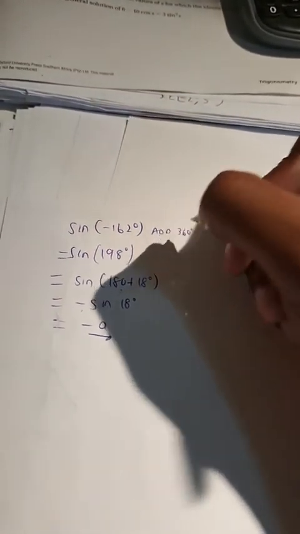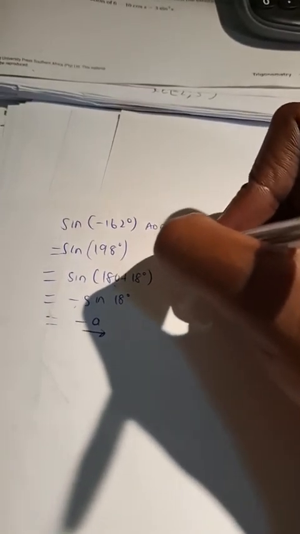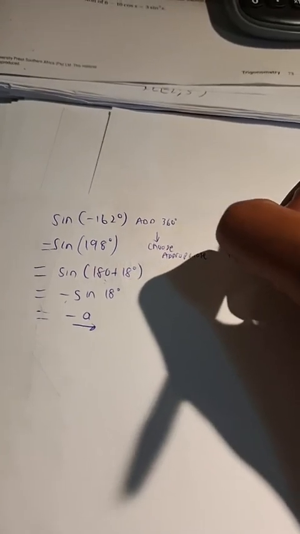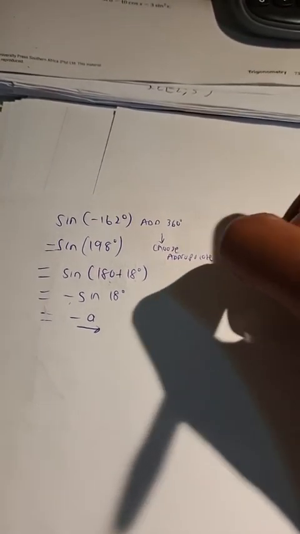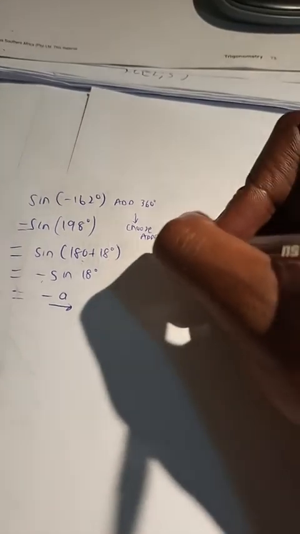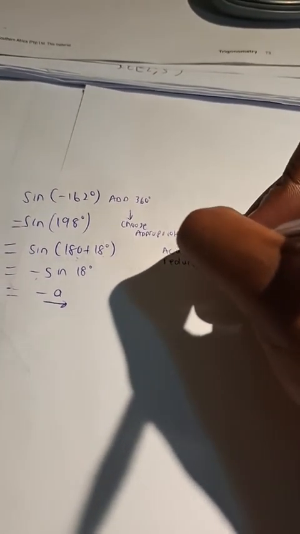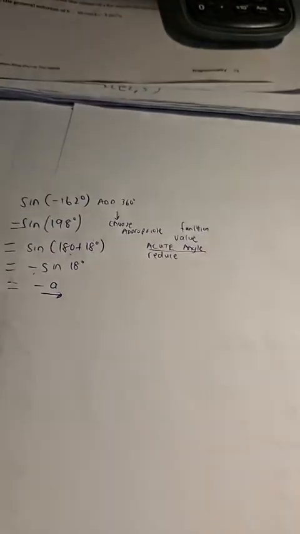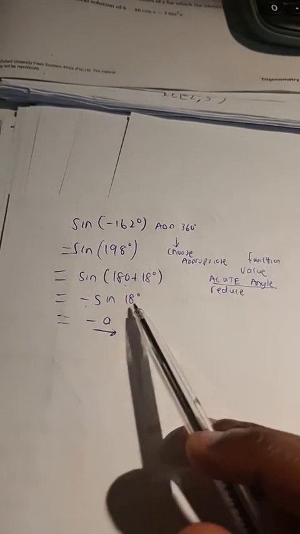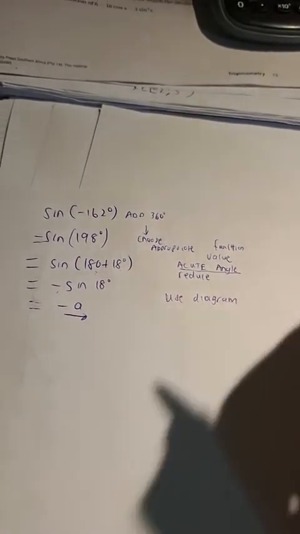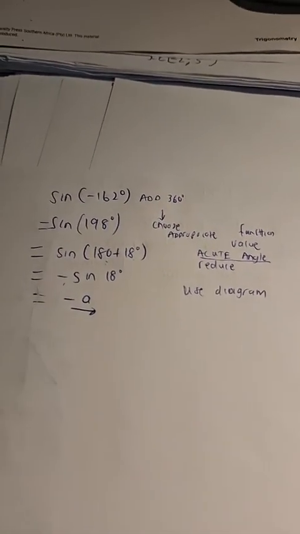Add 360. Choose the appropriate function value. Reduce. Choose the appropriate function value with an acute angle, and this acute angle must feature in my diagram. That is the point, guys. And then we apply reduction. And then we use the diagram. And then voila, happiness and joy forever.